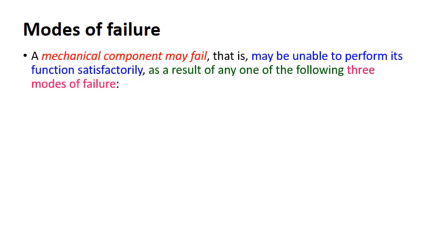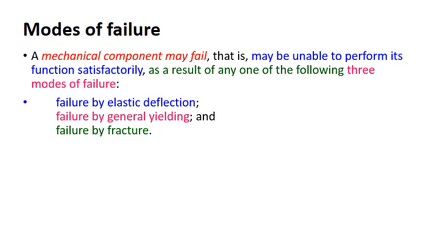And we are going to look at the mechanical failures of components. The mechanical failures are basically classified into three categories: failure by elastic deflection, failure by general yielding, and failure by fracture. See, if you are applying a mechanical load onto a component and it is deforming elastically, and if that magnitude of deformation exceeds a certain limit, it may not allow the component to function, right? Then we call it failure by elastic deflection.